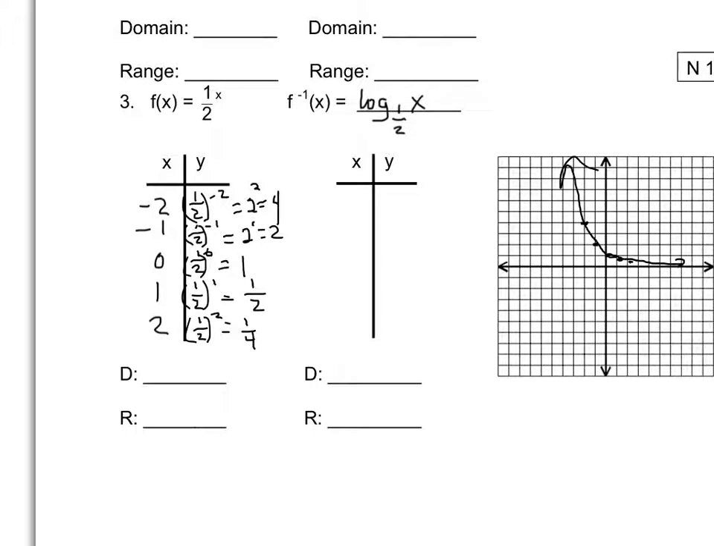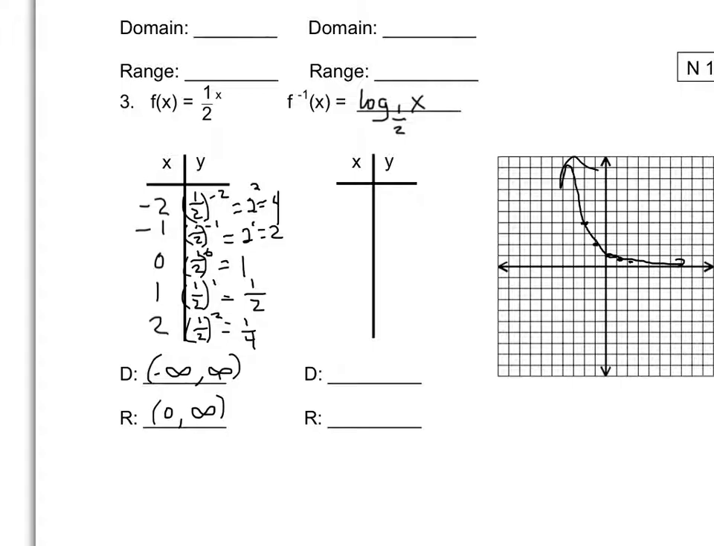Do I have any restrictions on x values? Can I have any value I want as an exponent? The answer is yes. If I check this graph, it's going to keep going to the left and keep going to the right. So negative infinity to positive infinity is my domain. My range is still restricted to positive values. So I'm going to have from 0, not included, up to positive infinity for my range.